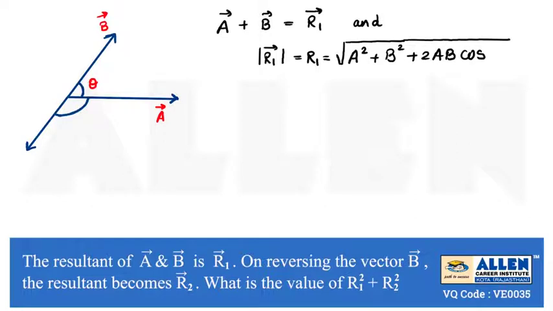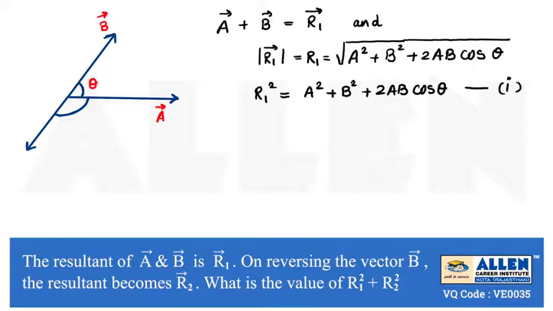So we are adding A vector and B vector, and we have considered the angle between these two vectors as theta. So I will put theta here. We can rewrite it as R1 square equals A square plus B square plus 2AB cos theta. Let's consider it as equation first. So in case 1, we are adding two vectors, A vector and B vector.